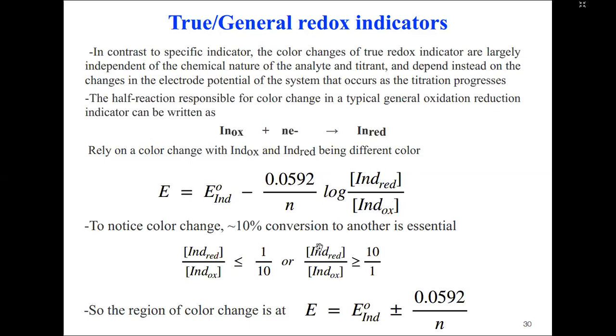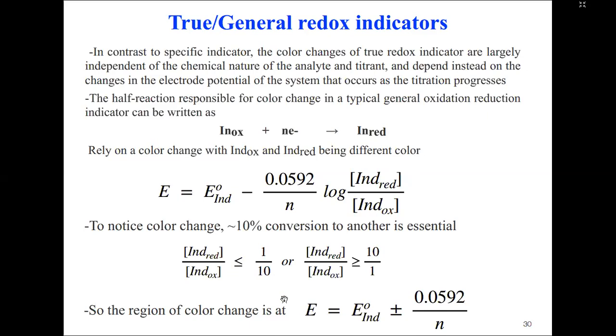So that's why we can write E is equal to E naught of indicator plus or minus 0.0592 divided by N times 1. However, we don't have to write times 1 because the value will be the same. And why plus or minus? Because log 10 is 1 and log 1 divided by 10 is minus 1. That's why we have plus or minus this value. This is the reason where this indicator will work.